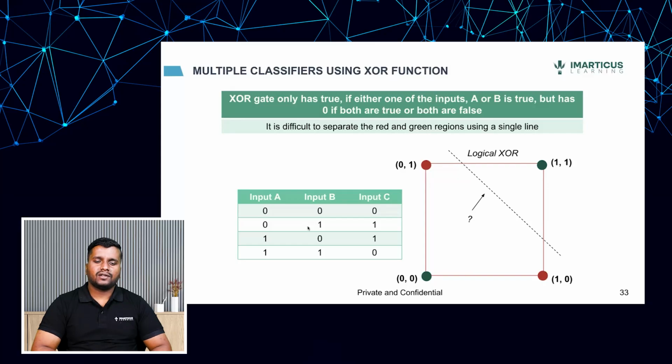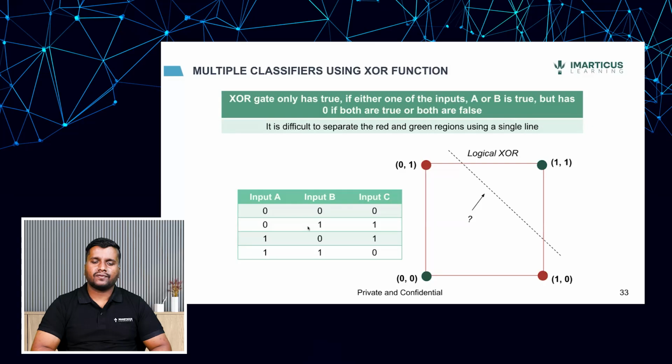And for the output C, we can see that if both the values in input A and input B are 0, the output is going to be 0. If one value is 0 and the other value is 1, it is going to be 1. If one value is 1 and the other value is 0, it is going to be 1, because it is an XOR gate. And if both the values are true, still it is going to be 0, because it accepts only one to be true and the other should be 0.